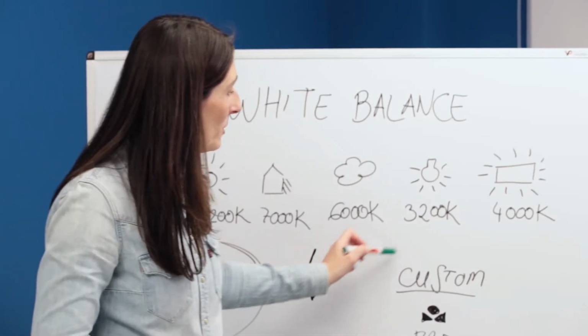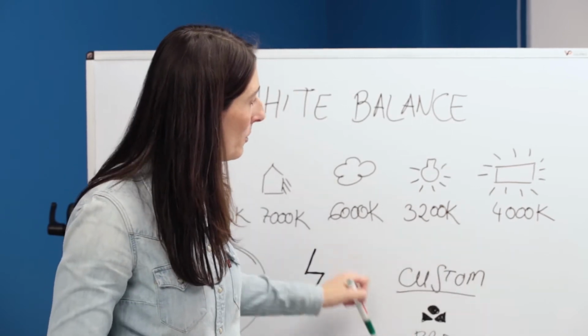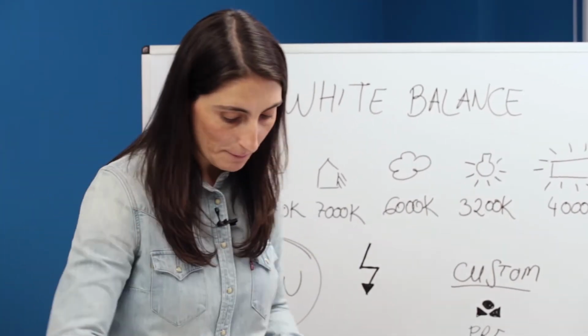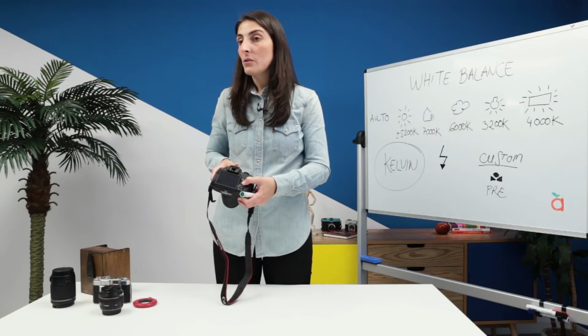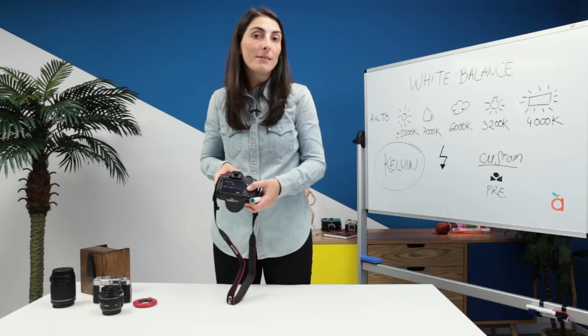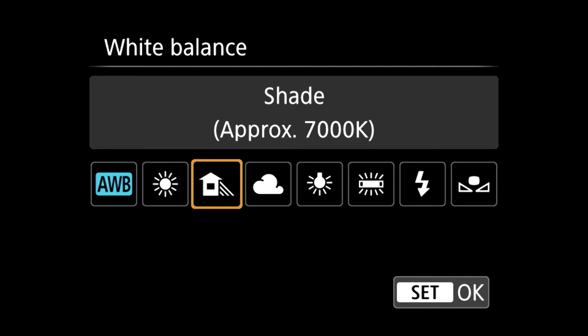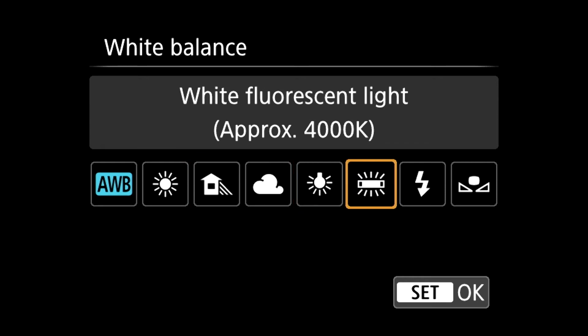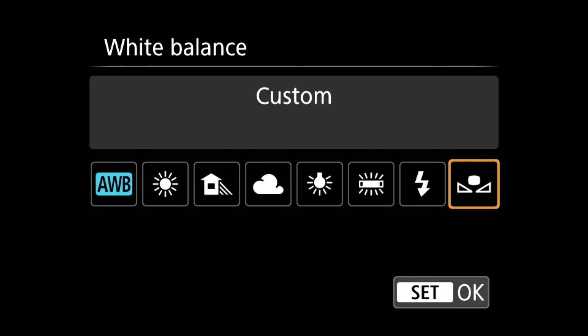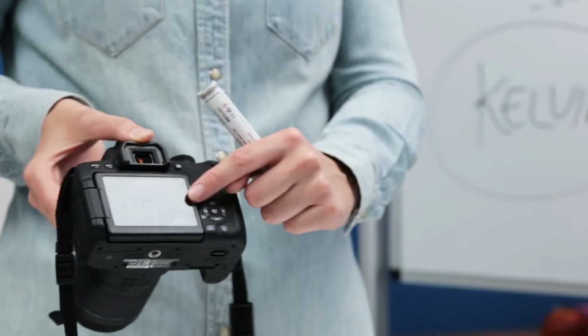We can also find the setting you see over here. Let's go to the menu of the camera. And in the white balance option, you will find a lot of settings. At the end, we'll find custom setting. But again, not all cameras are the same.